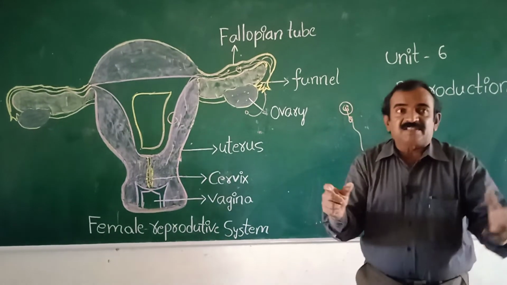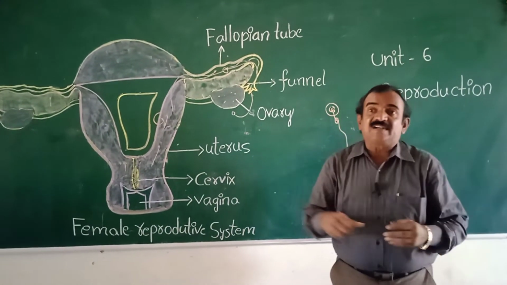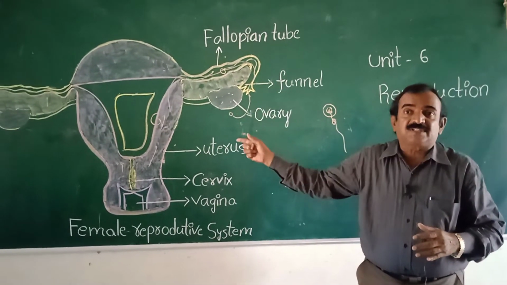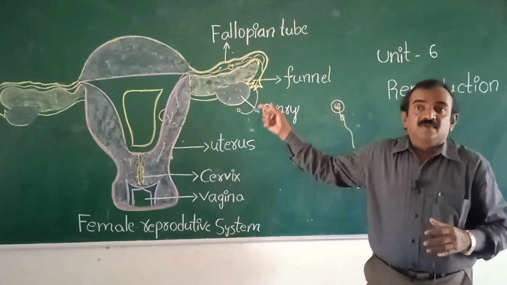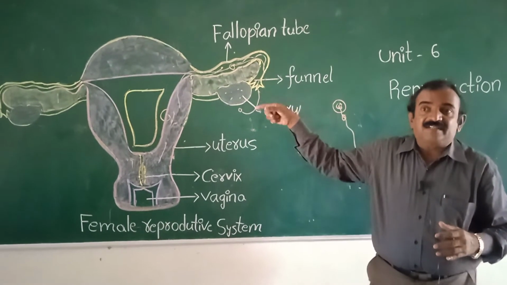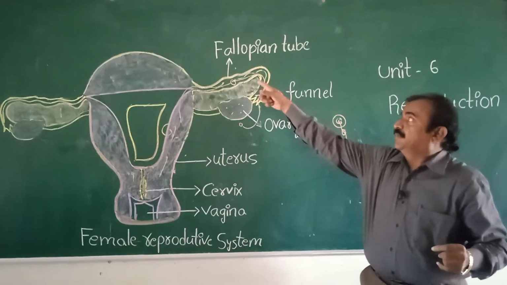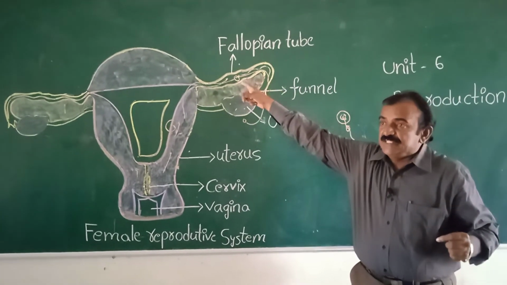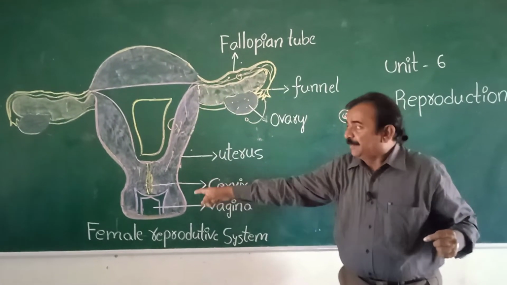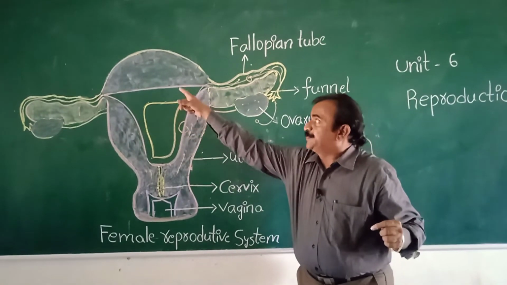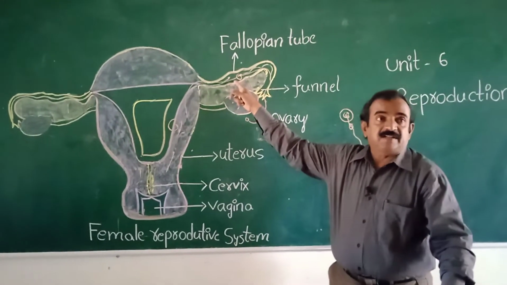Now I am asking a question: where does fertilization take place in the female reproductive system? Where does fertilization take place in case of female? The fallopian tube. In the fallopian tube, but not in the vagina, not in the uterus, not in this part. Here fertilization takes place.